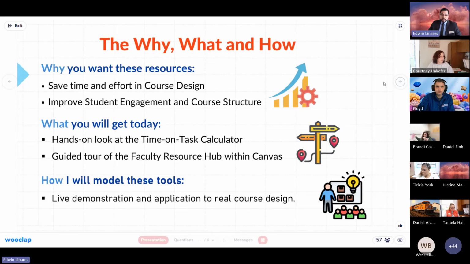What you'll get today is a hands-on look at the time on task calculator. That's our first tool today. The second way that you'll get this today is through a guided tour of the faculty resource hub that is within Canvas. So how I plan to model these tools is through live demonstrations, and we collectively will also apply this to real course design.